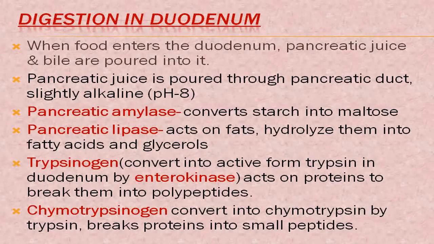Chymotrypsinogen is another protein digesting enzyme. It is also secreted in an inactive form. It is converted into the active form chymotrypsin by trypsin, and it also breaks protein into small peptides.